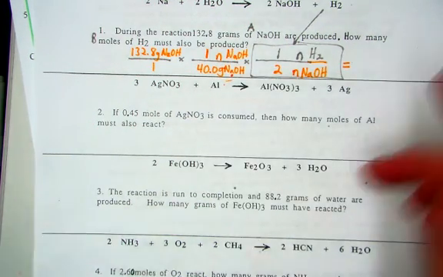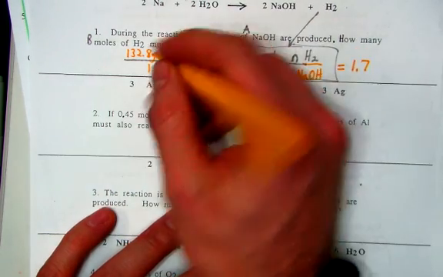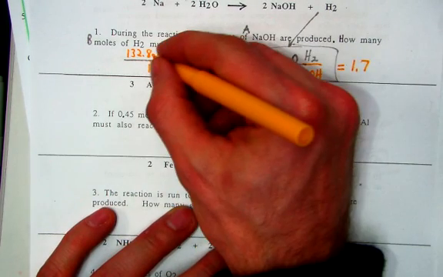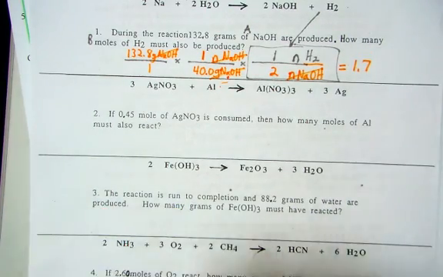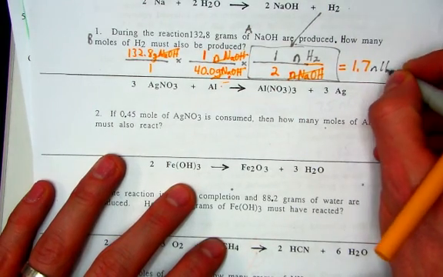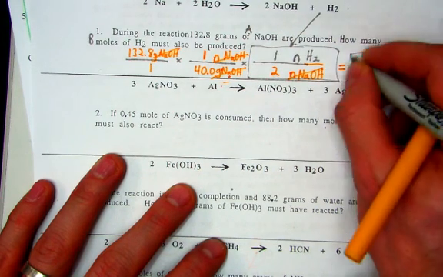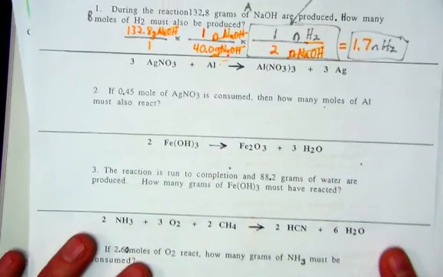But the key is, according to my units here, I'm going to follow them. Grams cancel with grams. Moles of NaOH cancel with moles of NaOH. So what do my units dictate here? Moles of H2. Awesome. So now we've just done a multi-step. We're going to do one more together, and then I'm going to send you off with a partner.